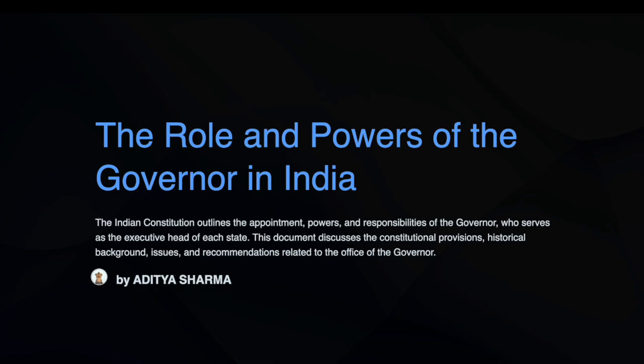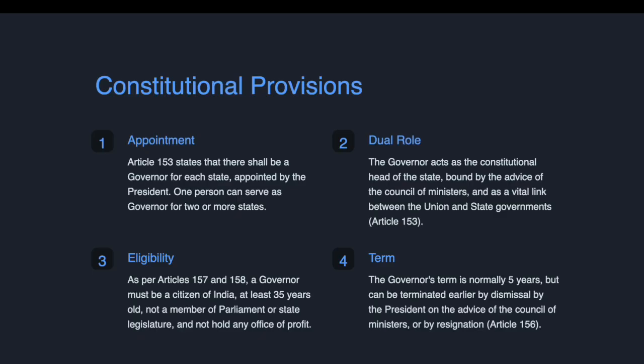The next is the governor, which is extremely important this year. So first, what are the constitutional provisions? Appointment of governor: Article 153 states that there shall be a governor for each state, appointed by the president. One person can serve as governor for 2 or more states as well.